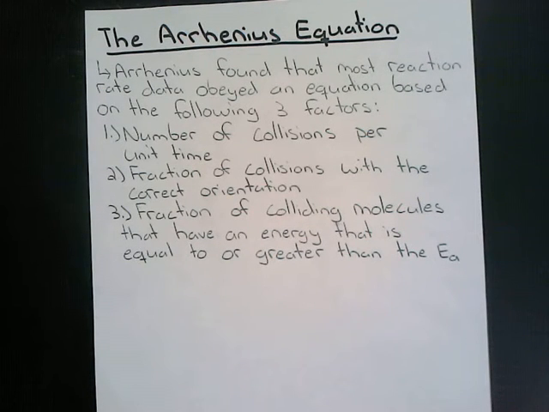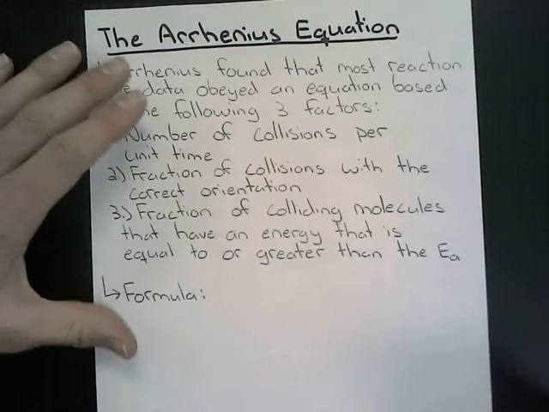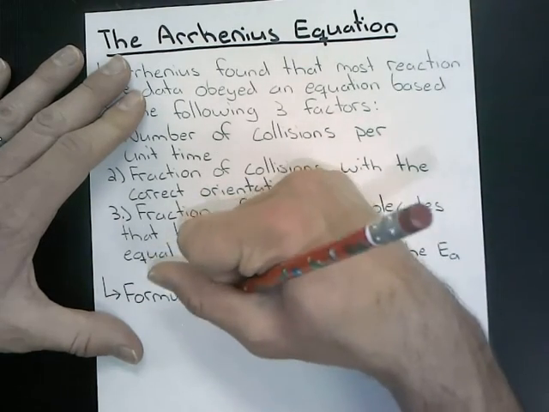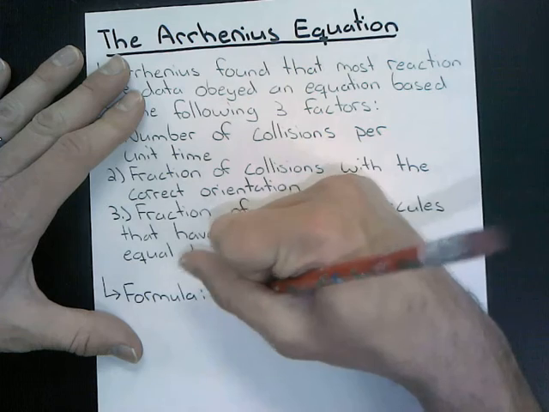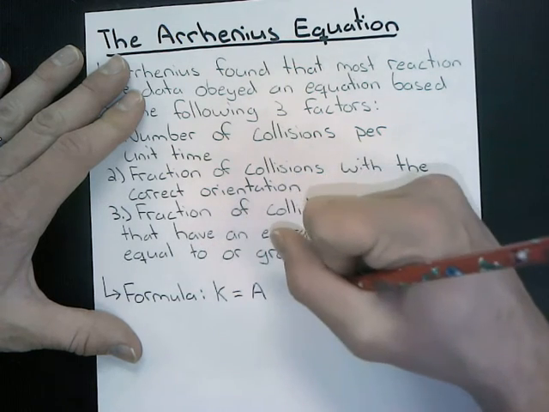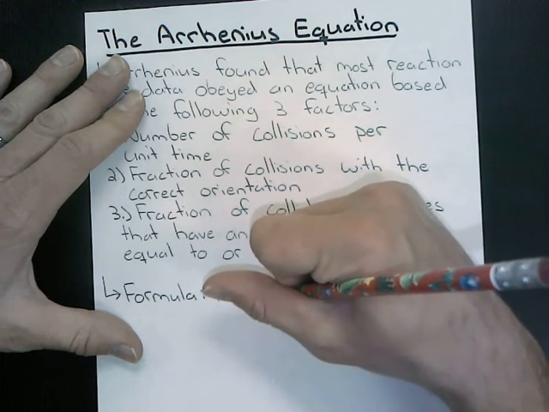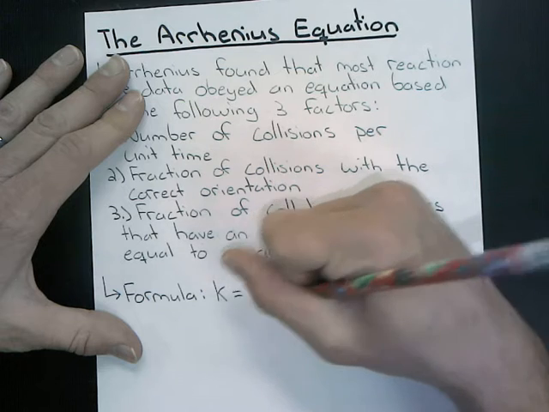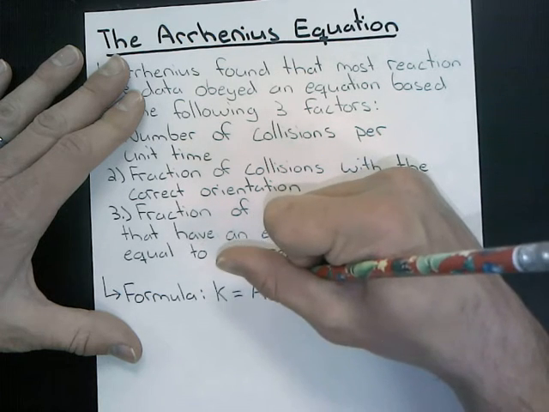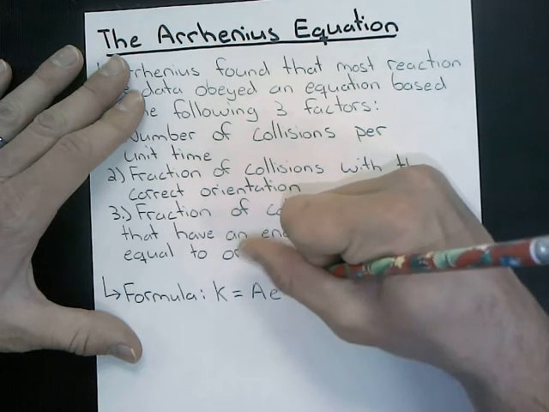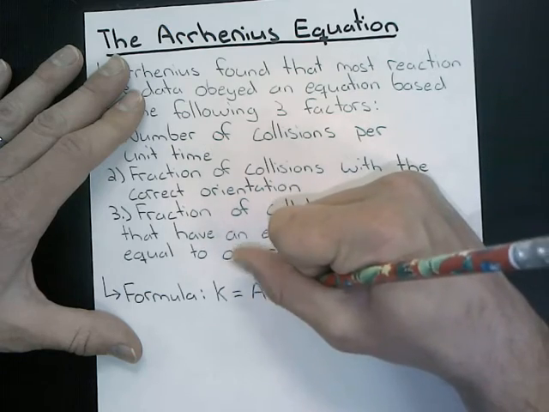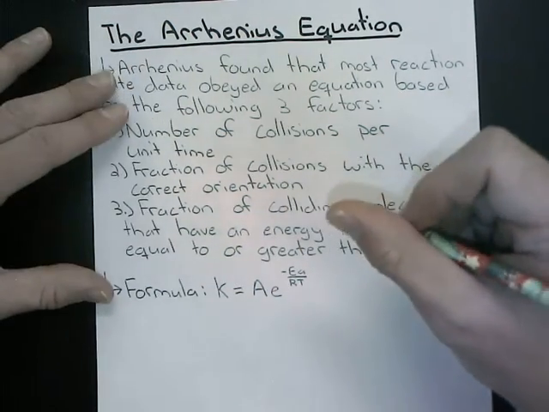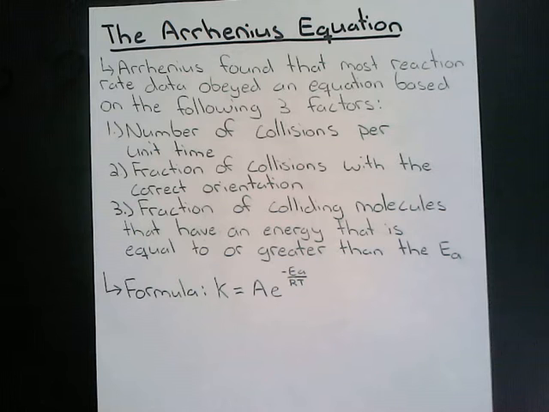All right, so this is all fine and dandy here, but Arrhenius actually had a formula for his equation. And that formula here, there's going to be a couple terms we'll have to discuss, but that k, that rate constant, is equal to A, which we'll talk about here in a second, times e to the power of negative activation energy over RT. Okay, so k is the rate constant.